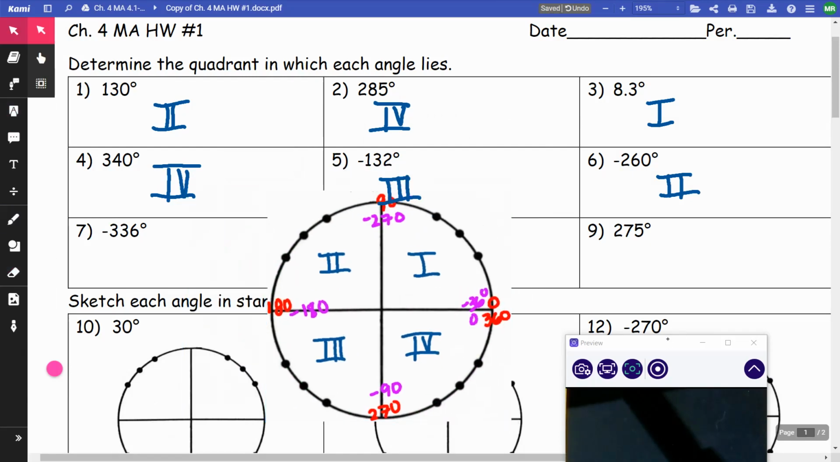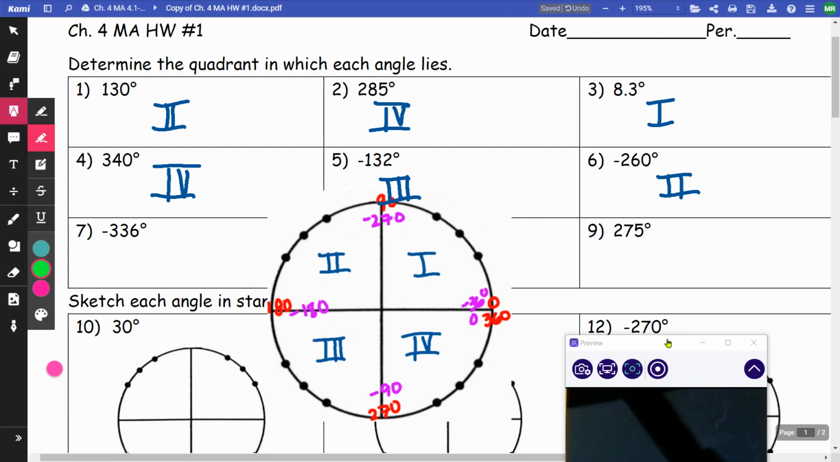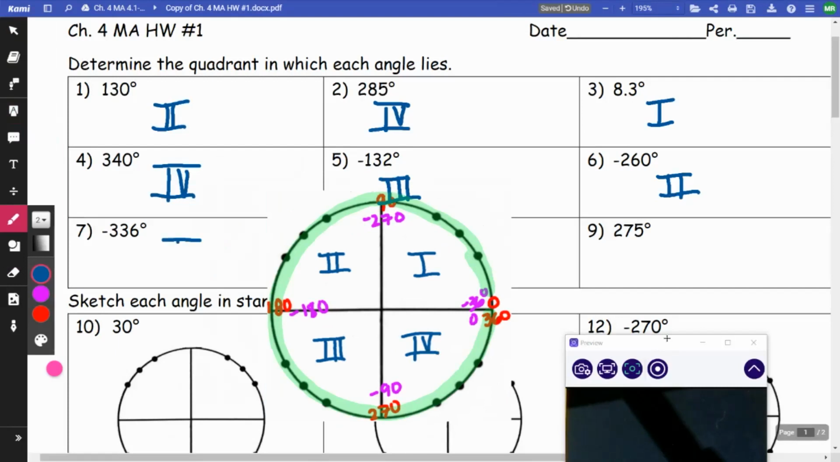For negative 336, it's negative. I'm going around, that's negative 180. This is negative 270. So going to here would be negative 360. So I'm going to be in this quadrant, quadrant 1.